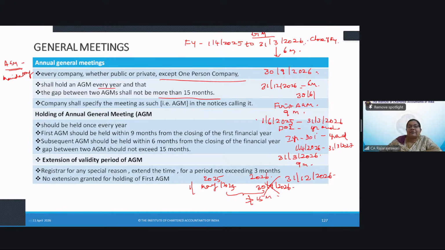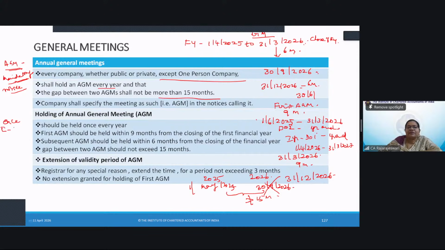A general meeting is not mandatory, when the company cannot wait. So it is conducting a general meeting in between two AGMs. That is a general meeting. It cannot wait till the next AGM. But here it is mandatory. Every company should hold an AGM. So in the notice also you should mention that an AGM will be held. And it should be held once a year.